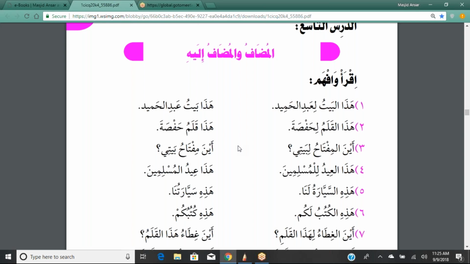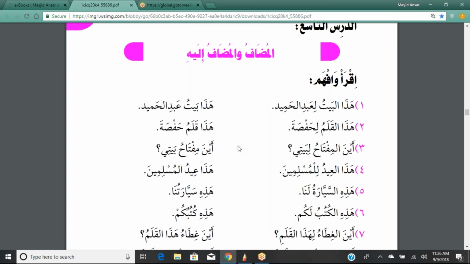You're getting rid of the lam al-mulk. So there's no alif lam and there's no lam al-mulk. هذا البيت لعبد الحميد. هذا بيت عبد الحميد. The meaning is the same. The meaning, what's conveyed, is the same.